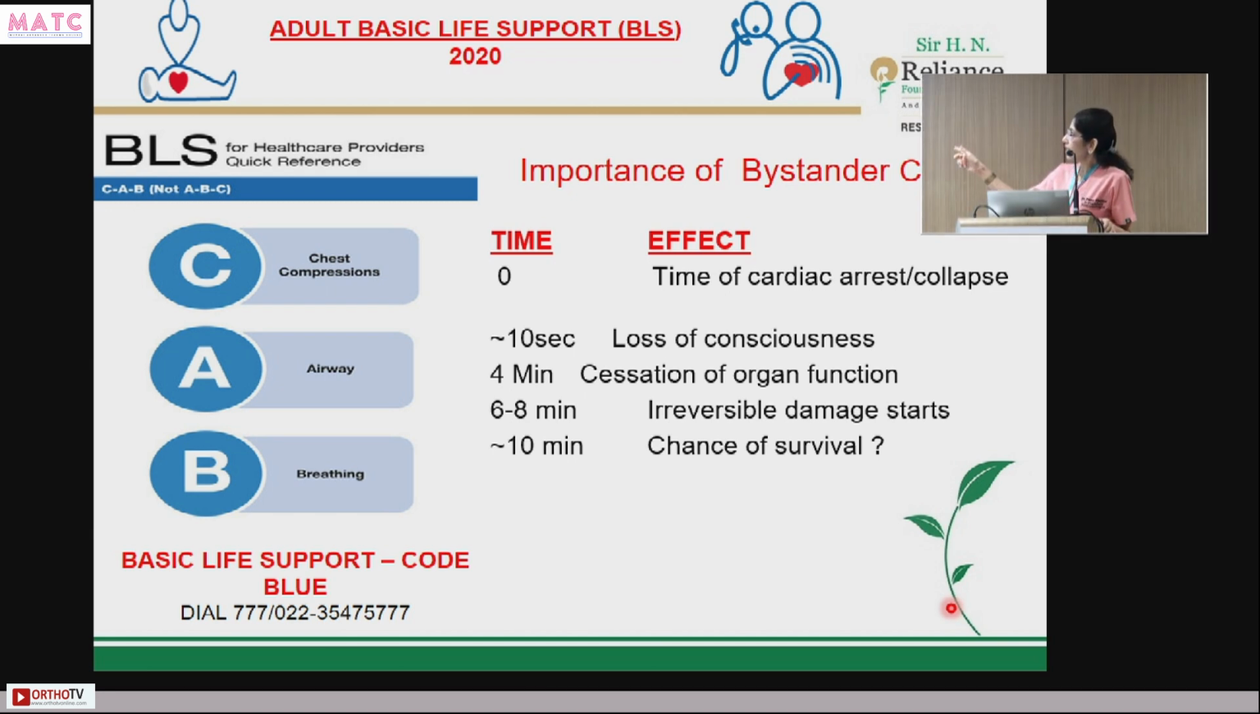Now, as you can see in this slide, once there is arrest, or the patient falls unconscious or collapses, organ deterioration starts within 6 to 8 minutes. So we have to be very, very prompt and we should know the steps by heart and be very familiar with them, so that without wasting much time we can start the resuscitation. So let's run through these steps now.